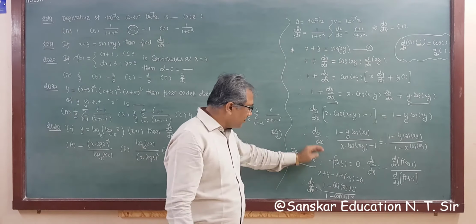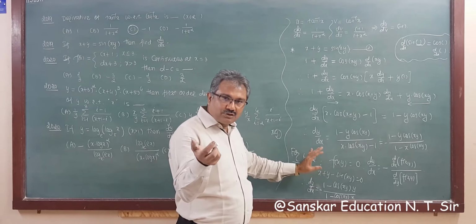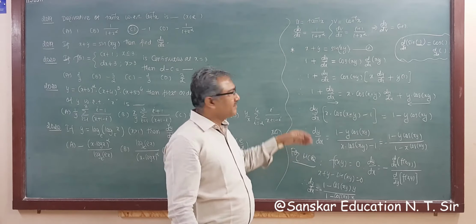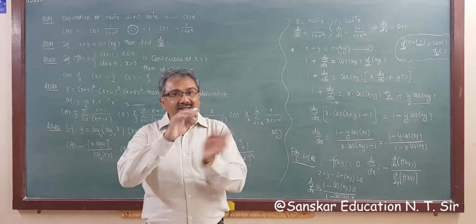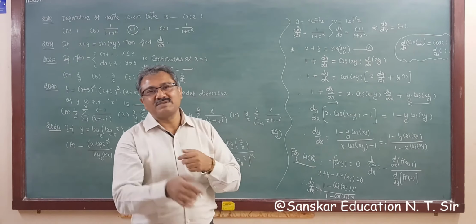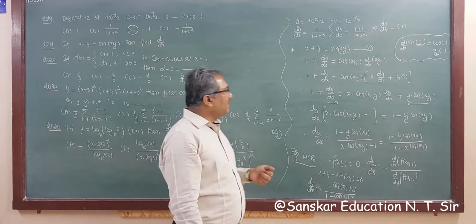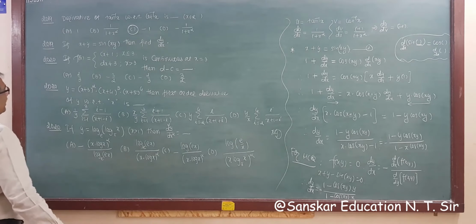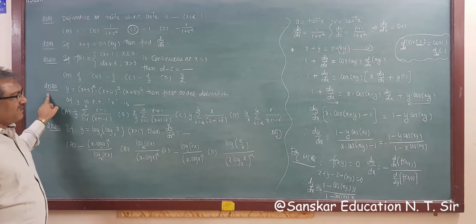So for MCQ, you don't need to write many steps, but for descriptive you have to write all steps showing what you are doing, right? So this is the difference between MCQ and descriptive type of questions, right? Now then another question of 2020, right?